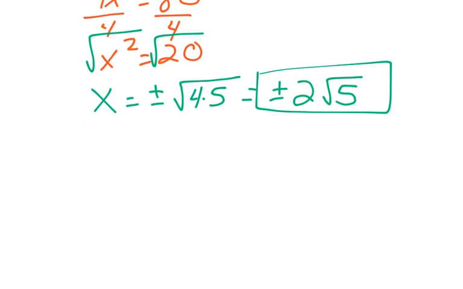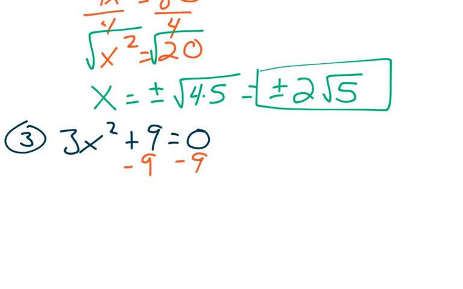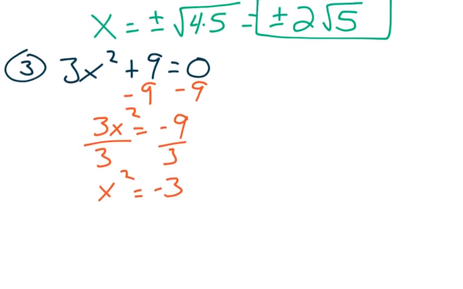Let's try another here. Number 3. Let's go with 3x squared plus 9 is equal to 0. So this one's equal to 0, but it's still the same rule. We want to get x squared by itself. So minus 9, 3x squared is equal to negative 9. Divide both sides by 3. x squared is equal to negative 3. Now, when we square root, if you try to take the square root of negative 3 in your calculator, you're going to get an error. It's not possible. So think about what we're trying to do.